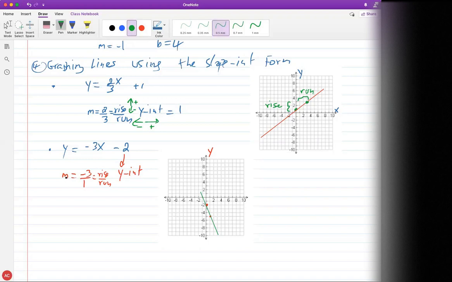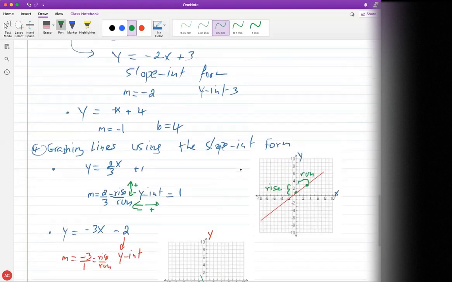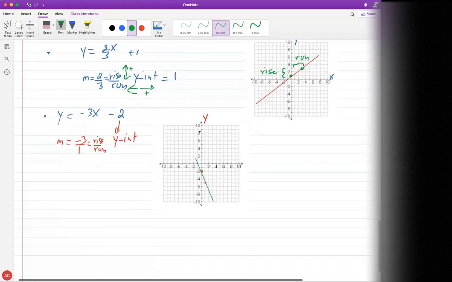You can also use it in this form of rise over run to graph lines. As we said earlier, see this one goes up from left to right. That's why the slope here is positive. However, this one has a negative slope, so it drops from left to right. So this confirms what we've been talking about earlier. And that's pretty much how you graph your lines using the slope-intercept form.